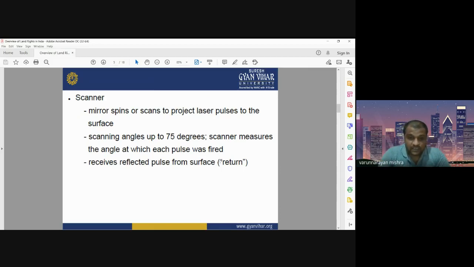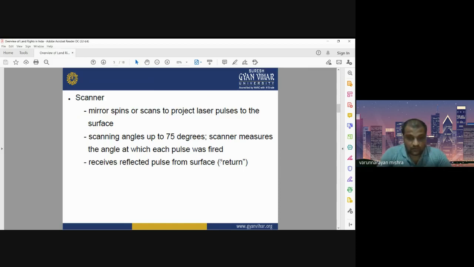Return means the amount of energy which is received by the receiver. So in lidar or laser, the reflected energy is considered as the return, meaning how much energy is returned to the receiver. In optical remote sensing, we call it reflected energy. In microwave we call it backscattered or scattered energy, but in the case of lidar we call it return energy.